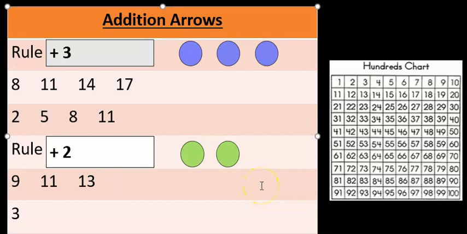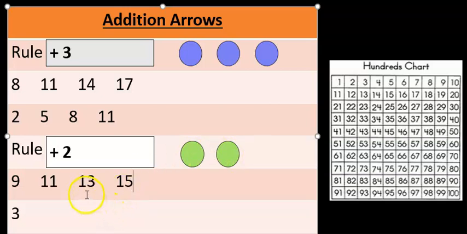Now, let's try another example. Let's keep going. 13 plus 2. So, we're going to start at 13 now. We're going to use these 2 green circles to help us again. Count with Mr. Begay. Watch me. 13, 14, 15. So our answer there is going to be 15.